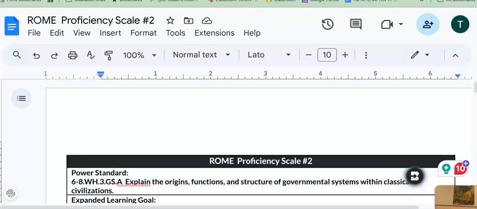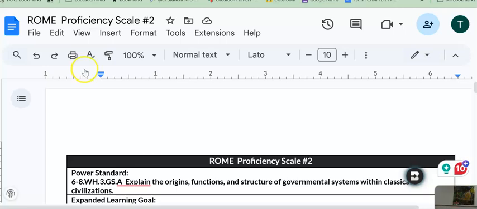Okay, so like we were saying, we have new proficiency scales, so we're going to work on making sure we know what to do with that, because that means we also have new learning goals. And since we have new learning goals and a new proficiency scale, I want to make sure you know exactly what is expected of you. So at this point, you do not need to be on your Chromebooks.